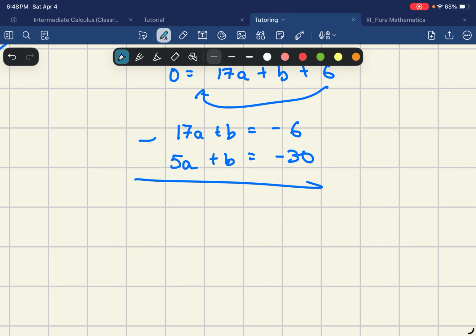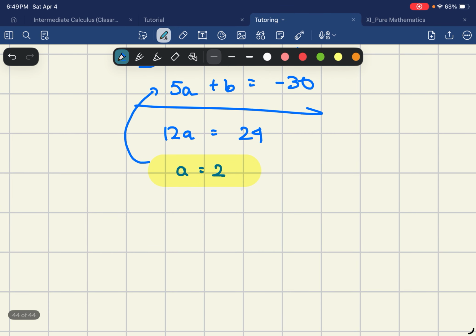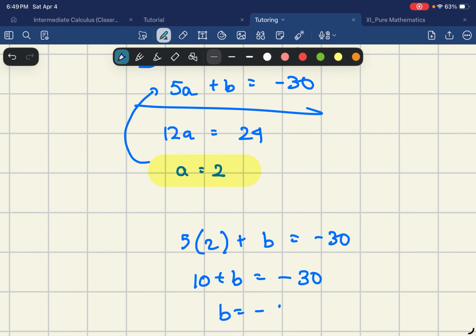Now you are capable of solving these simultaneous equations. 12a must be equal to 24. So a should be equal to 2. And I can substitute this value back here. 5 times 2 plus b is equal to negative 30. 10 plus b is equal to negative 30. So b is equal to negative 40.